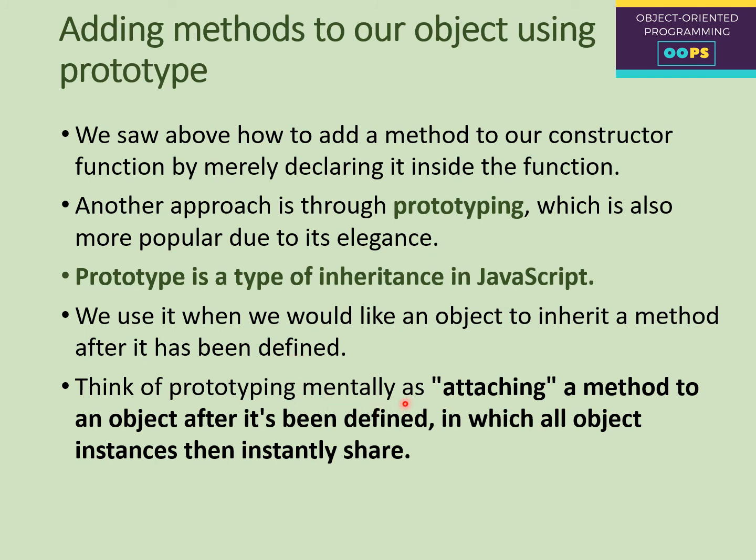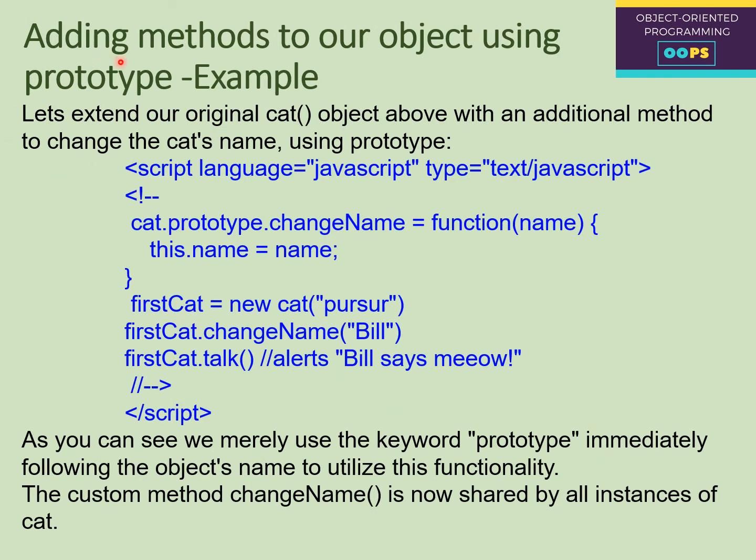So prototyping means attaching a method to an object after it has been defined, which all object instances then instantly share. I already mentioned the prototype facility in the object part of JavaScript. So prototype is a type of inheritance in JavaScript, and the idea behind prototype is that we are trying to add new methods to an existing object. Let's extend our original cat object above with an additional method to change the cat's name using prototype.